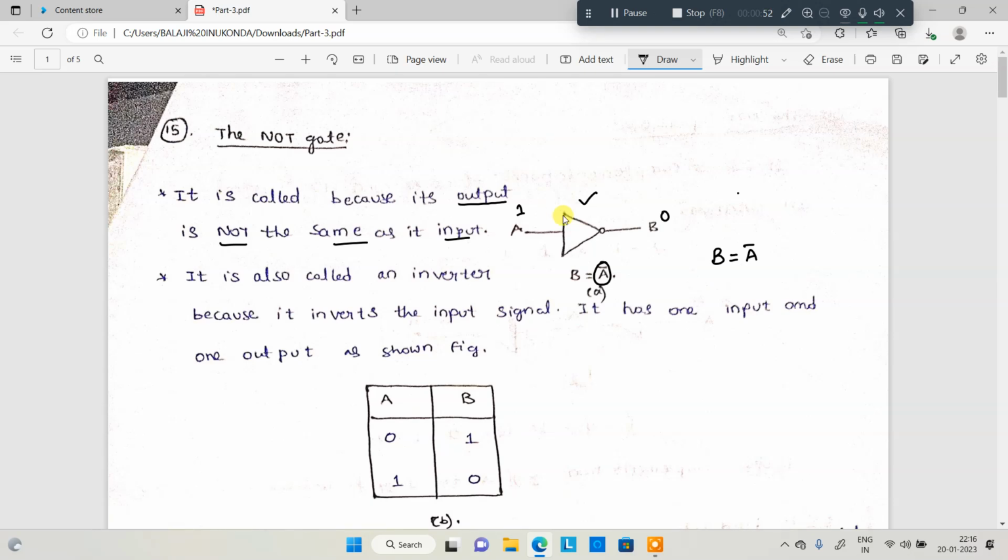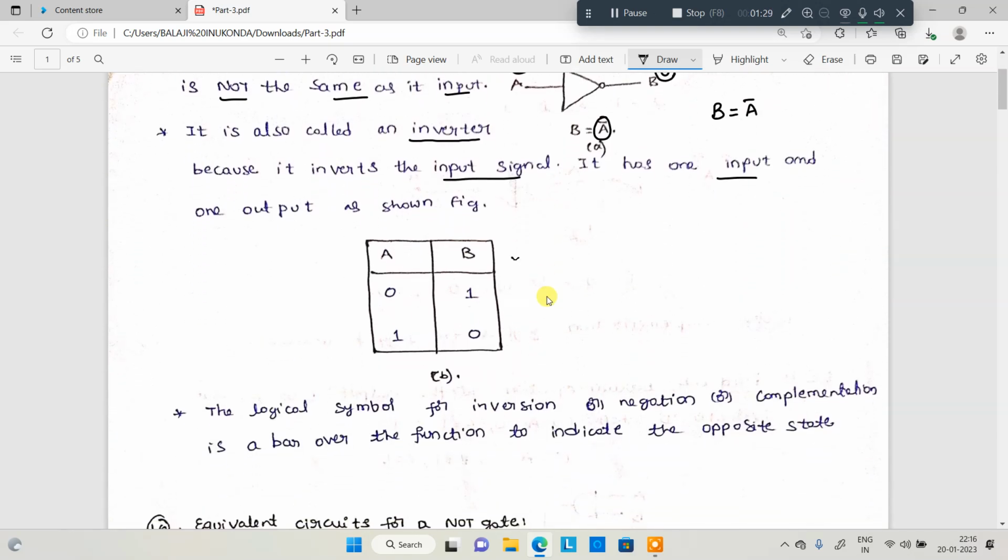The NOT gate is also called an inverter, because if the input is 1 it is converted into 0, and if it is 0 it is converted into 1. It is like an inverter because it inverts the input signal. It has one input and one output. In the examination they may ask which gate has one input and one output. The options might be AND gate, OR gate, NOT gate, and none of the above. NOT gate is the answer, only one input, only one output. That is the speciality of the NOT gate.